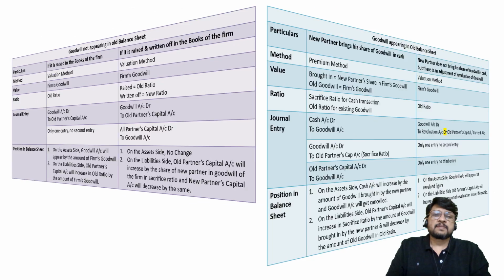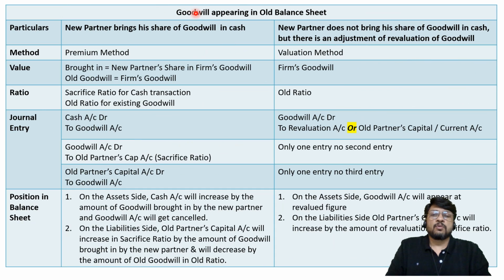In our case, we are saying goodwill is already appearing in the balance sheet. Further, the new partner is bringing his share of goodwill in cash. So in that case, for existing goodwill write off, we are going to use the old ratio, not the new ratio. So there will be three entries.